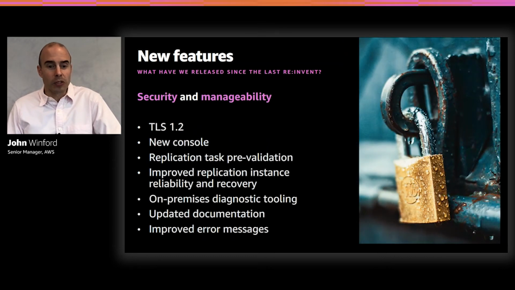Security and manageability is always very important for us at AWS. Basically, we've added new things like support for TLS 1.2 to a range of engines, including MySQL and SQL Server. We've got a brand new console to make it easier for you to use DMS and improve the validation. We've improved reliability, put a lot of effort in there, and it's unlikely the replication instance will ever encounter problems, but if it does, it's now going to come up faster than ever before.